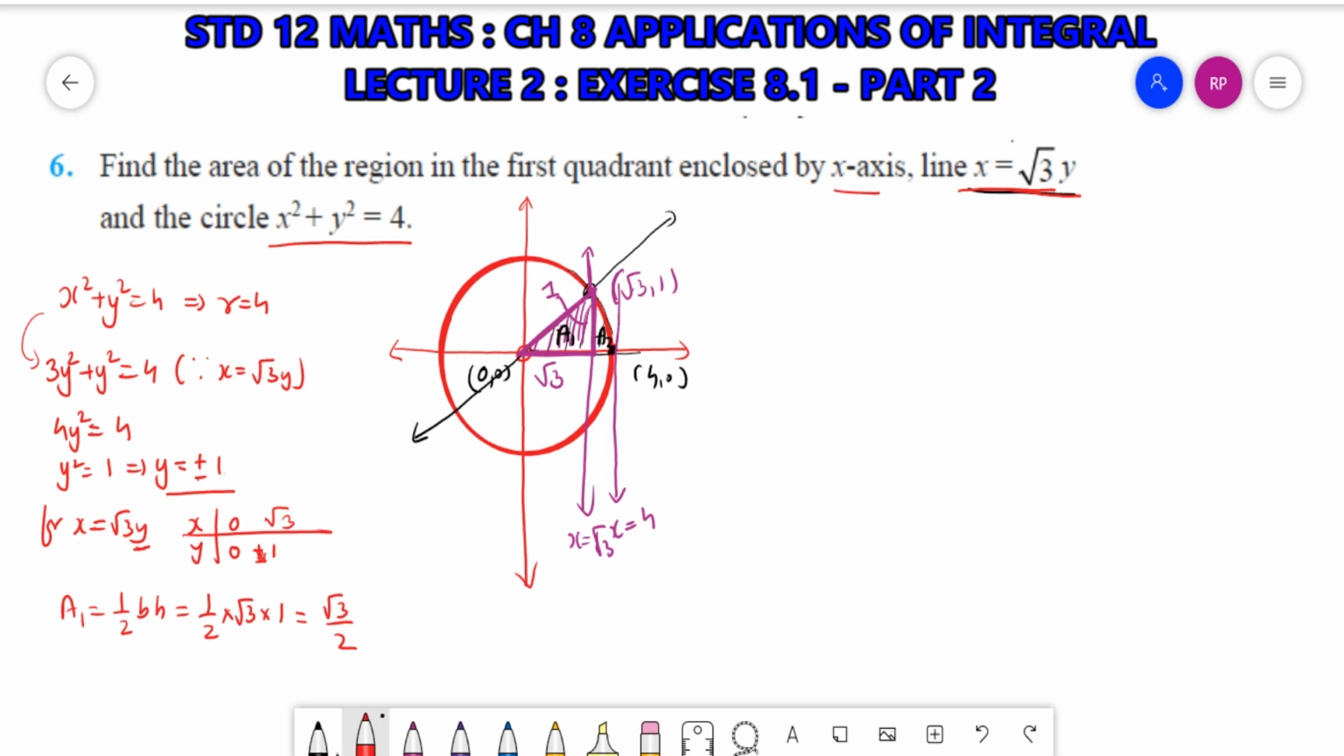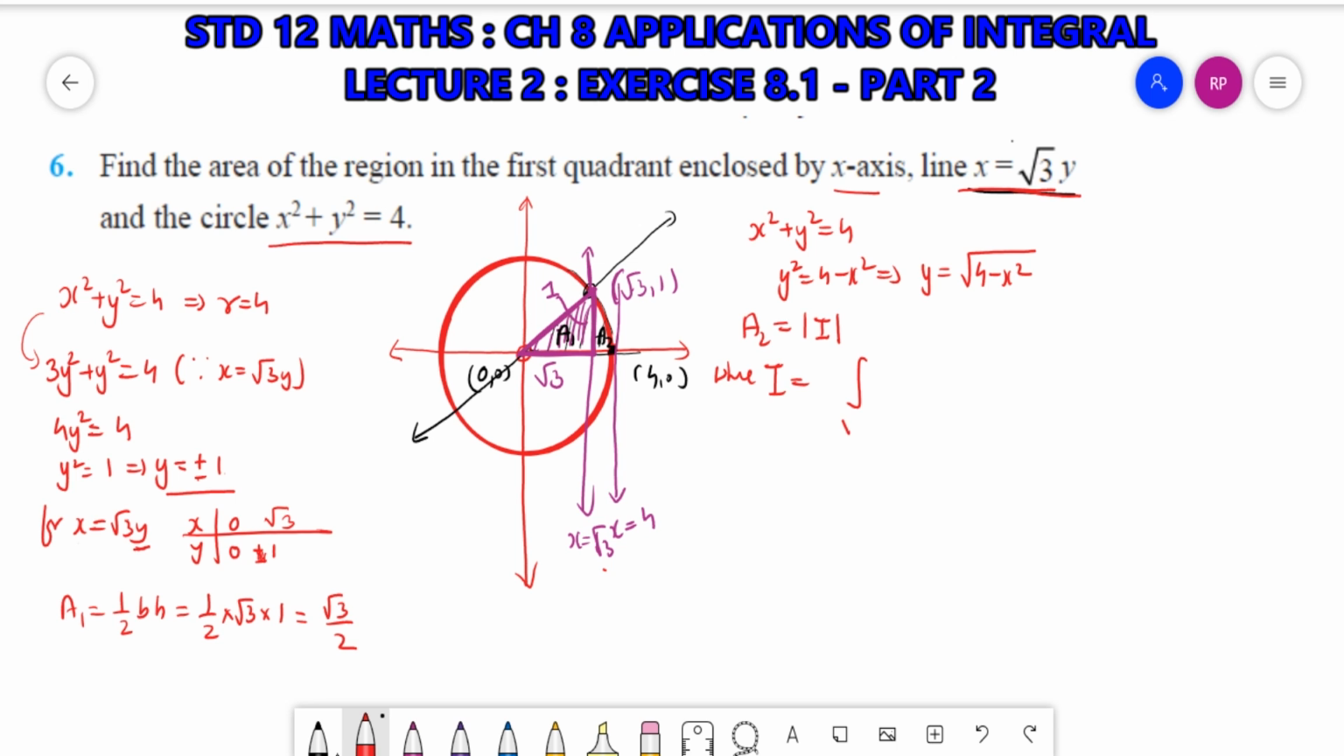Now for A2, since it is the curve and x-axis, I will take the integration of f(x) dx. For A2, I need to first find f(x). x square plus y square is equal to 4, y square is equal to 4 minus x square. That means y is equal to square root of 4 minus x square. Now A2 will be the modulus of integration from root 3 to 4.